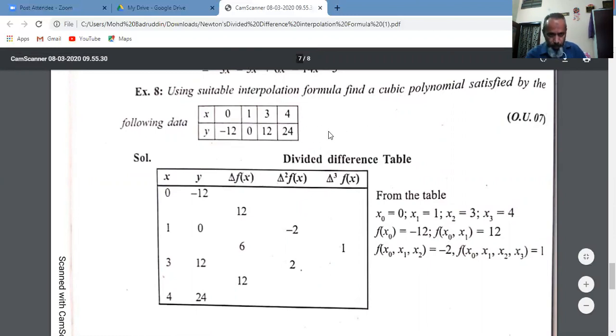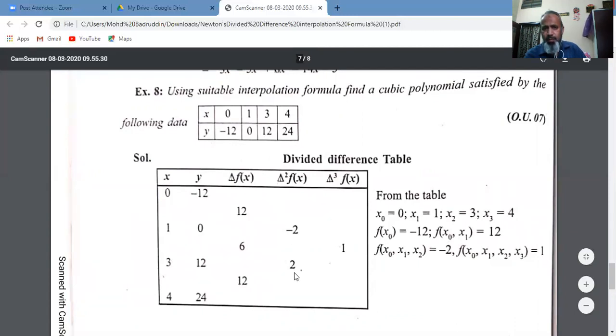So, we are constructing the divided difference table. Now, what are the values of x? The x values are 0, 1, 3, 4, and the values of y are minus 12, 0, 12, 24. Now, this is the first divided difference, y1 minus y0 by x1 minus x0. 0 minus minus 12, that is plus 12, by 1 minus 0, so it is 12. 12 minus 0 by 3 minus 1, 12 by 2 is equal to 6. 24 minus 12, 12, by 4 minus 3, 1, so it is 12.